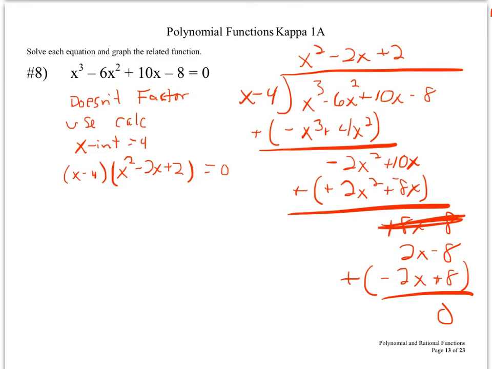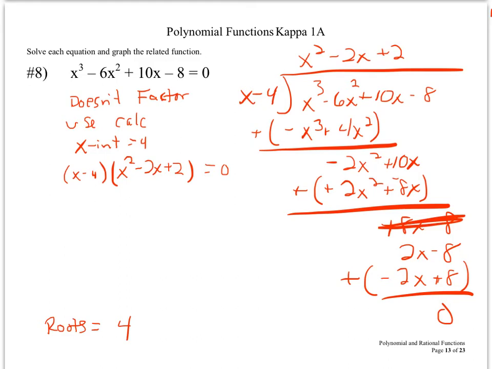If you're a little bit confused right now, that's great. That's where you should be, because there's things that we have to do to solve this that you don't know how to do. We're going to learn those things. So the roots for this problem, the only real root that we know of is 4. There's a couple of imaginary ones that we don't know how to find.